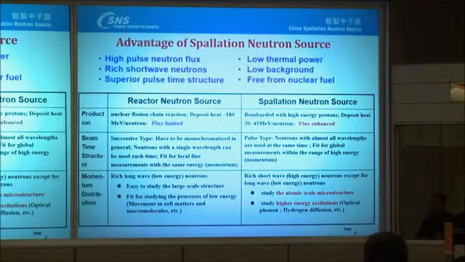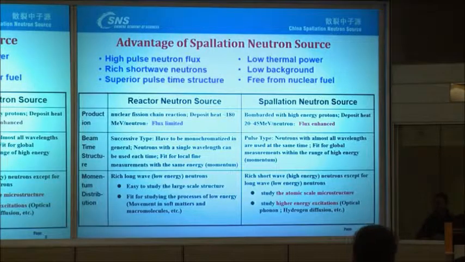Neutron scattering has two types of sources. One is a nuclear reactor, which has already been used for more than 50 years. Another is the spallation neutron source. The spallation neutron source is based on an accelerator, a high-power proton accelerator. The spallation neutron source has the advantage of high pulsed neutron flux. The average flux of a reactor is bigger.